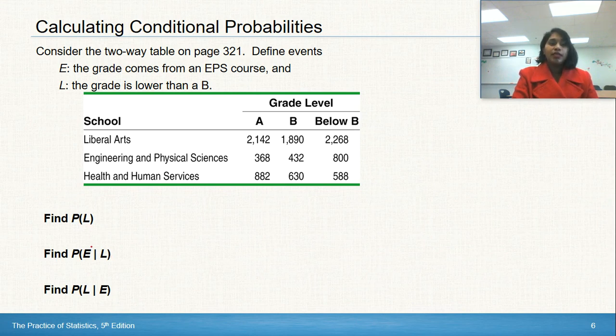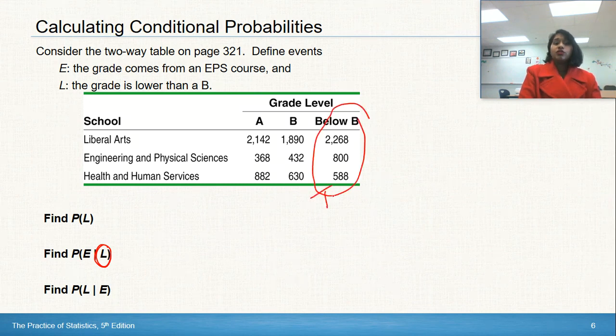So what is the probability that my grade comes from an EPS course given that I'm already looking at the students whose grade is lower than a B? This is no longer talking about the entire 10,000 subset of students. It is just talking about event L. That means I'm just looking at students with a grade lower than B. So this total value is what we are defining as our outcome set.